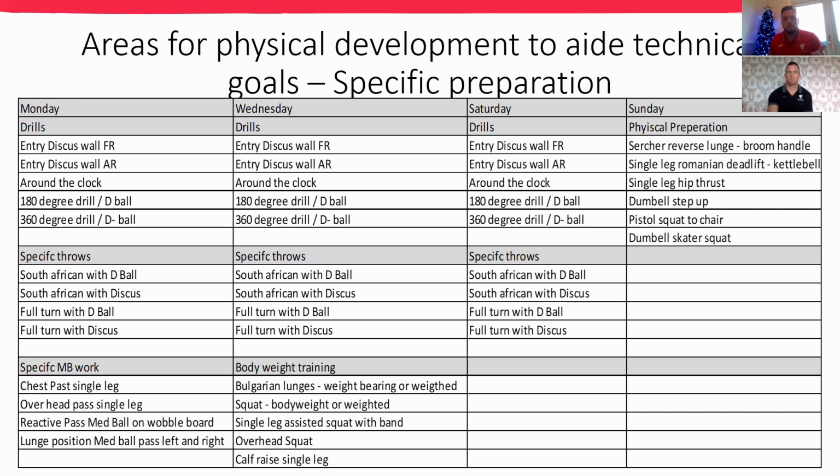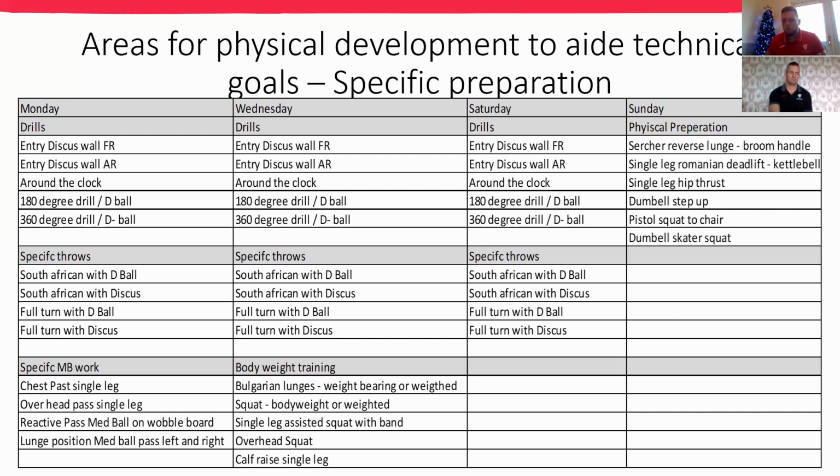Just to touch on a few of the other things. He will train about four days in the week, with a lot of drill-based and some body weight training. He doesn't have access to the gym at the moment, so we'll do some Bulgarian lunges, body weight or weighted, and then squat, body weight or weighted, and single leg assisted with a squat band, because he's not mature enough at the moment to do a single leg squat, so we assist him with bands to allow him to take some of the body weight.